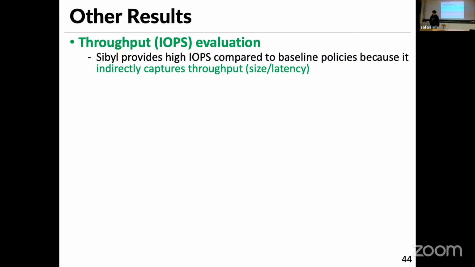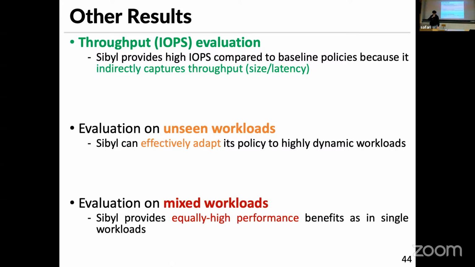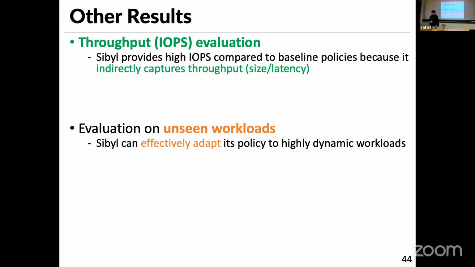So yeah, compared to the other baselines, IOPS is, how do you say, IO requests per second. The performance on unseen workloads also outperforms the baselines. So if you test Cibil on workloads that it has never seen before, compared to testing the other data placement policies on workloads they've never seen, Cibil really manages to adapt its policy and outperforms most of the baselines.